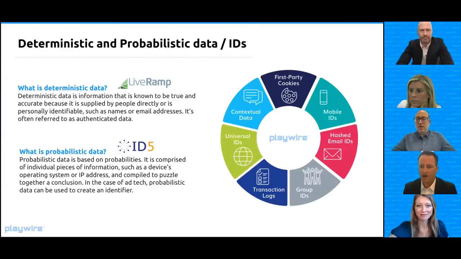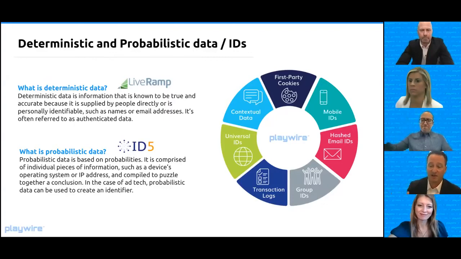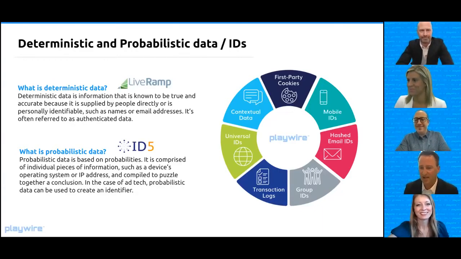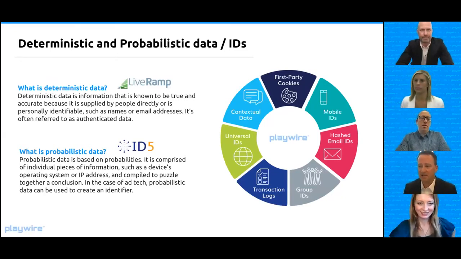From my understanding, both these companies do different things, but I've asked them to speak in a tone from deterministic data for LiveRamp and probabilistic data for ID5. Now, for complete transparency, ID5 does both. However, I've asked Joanna to just talk as if she was doing probabilistic data. So Scott, maybe you can talk about what is deterministic data and how does LiveRamp participate in this?